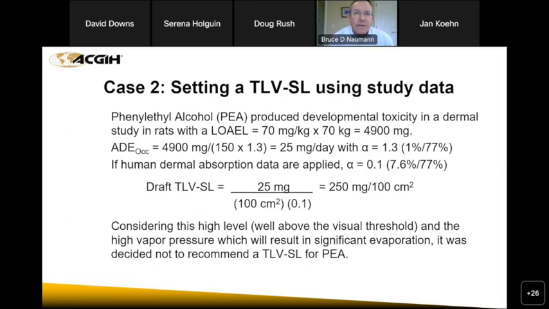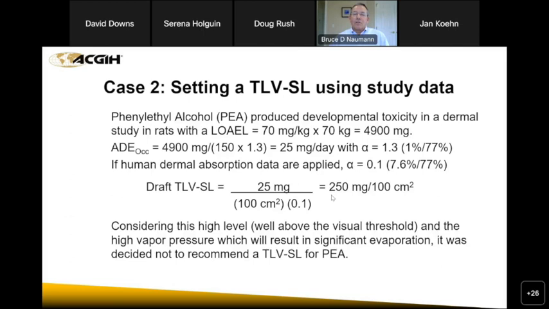Now that 150 is the composite uncertainty or adjustment factor, and the 1.3 is the bioavailability correction factor. So that's 100% divided by 77, it should be 100, 1.3. And the human absorption, if we use that lower value, 7.6, and an alpha of 0.1 in the denominator here, that increases the number by a factor of 10, right. So with the first number, it would have been about 1 here, it would have been 25.